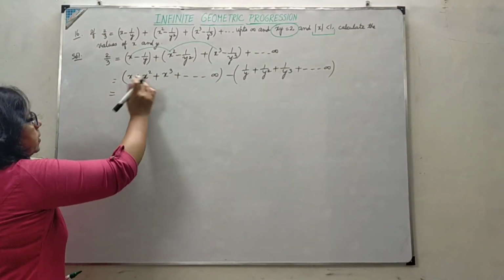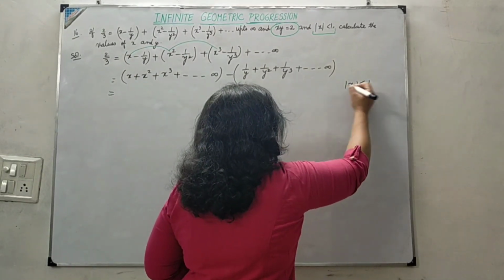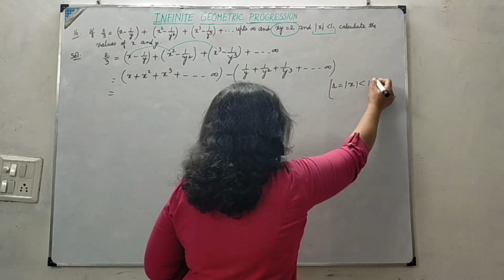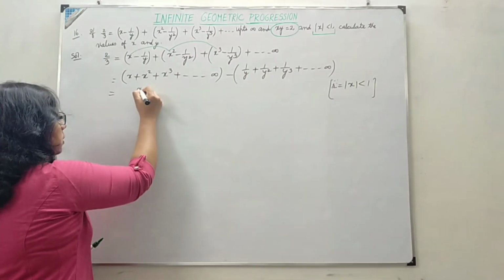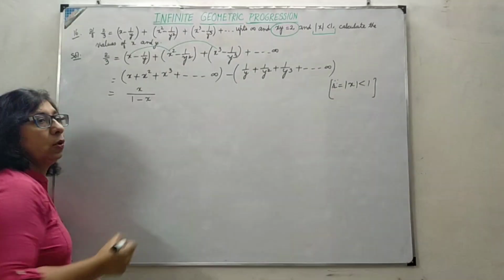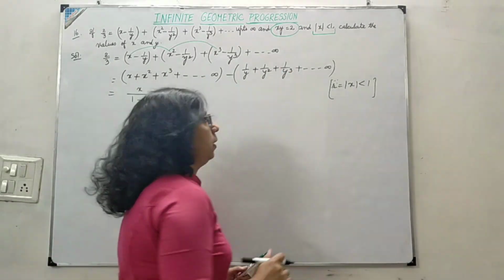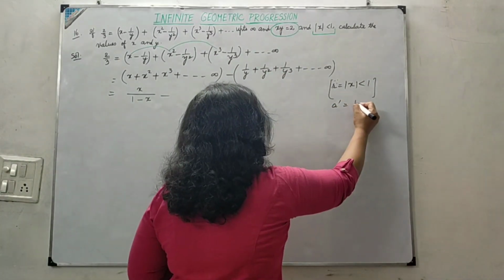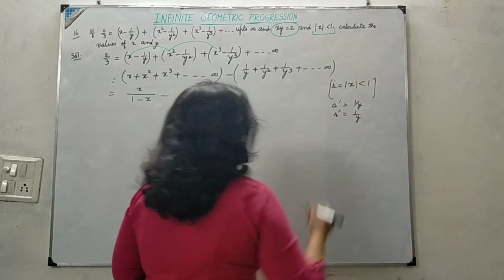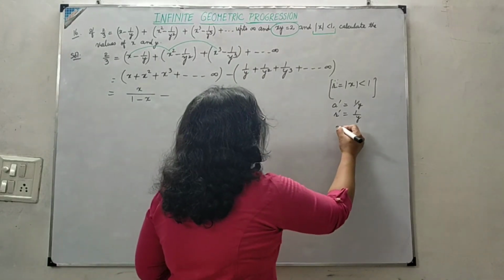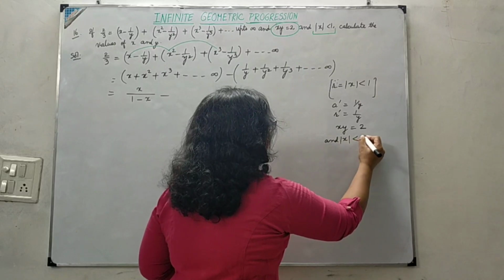Now we can see that this is an infinite GP, and because x modulus is less than 1, which is your common ratio for the first sequence, we can apply the formula. The first term is x and the common ratio is also x. Now what about the second one? This is again an infinite GP with first term a dash here 1 by y and common ratio 1 by y. Now we are given the condition xy is 2 and x modulus is less than 1.